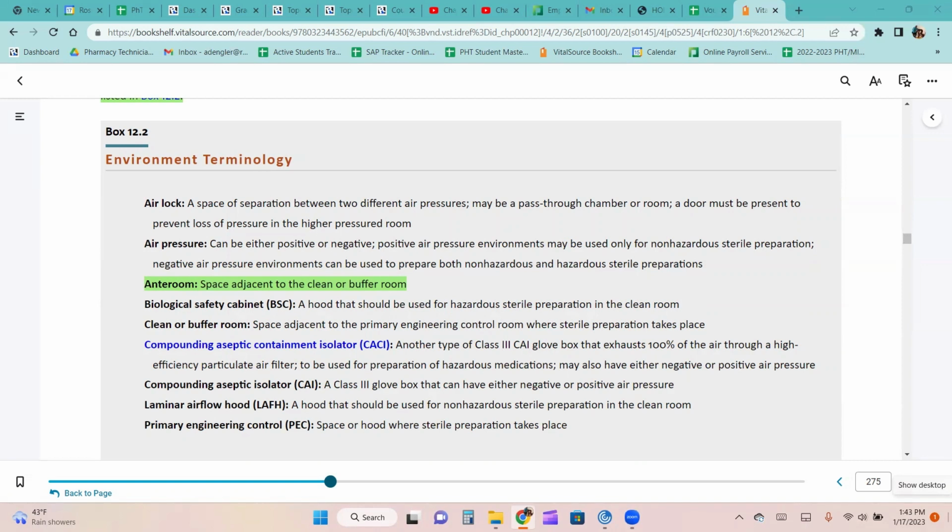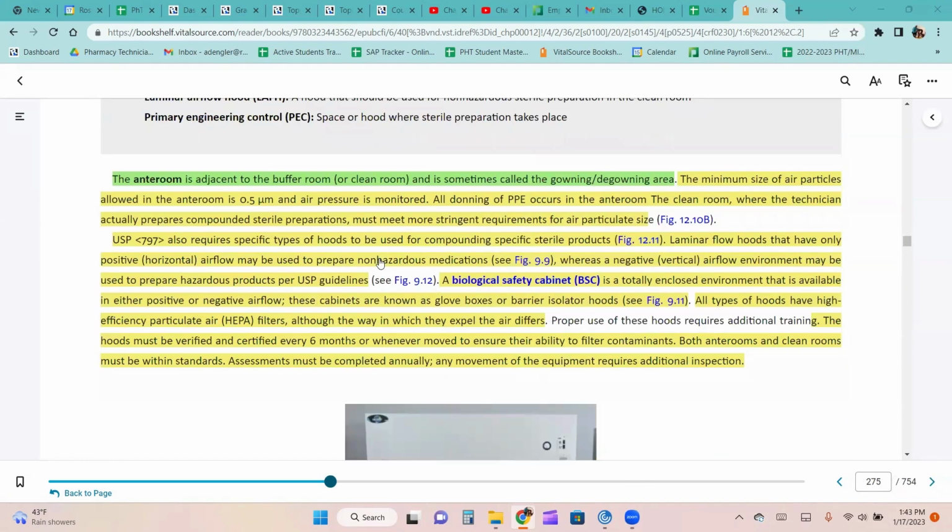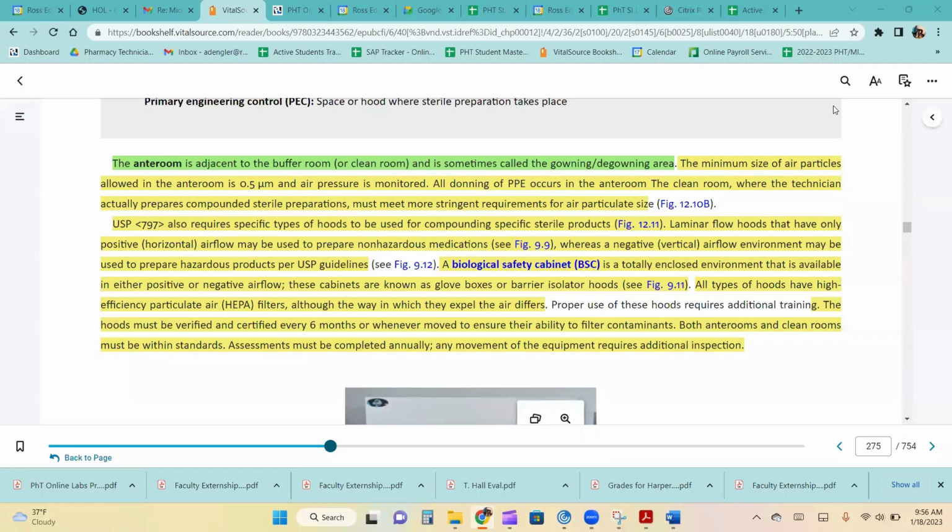The primary engineering control space, or hood, is where sterile preparations take place. The anteroom is adjacent to the buffer room or clean room and is sometimes called the gowning and degowning area. The minimum size of air particles allowed in the anteroom is 0.5 micrometers, and air pressure is monitored. All donning of PPE occurs in the anteroom. The clean room, where the technician actually prepares compounded sterile preparations, must meet stringent requirements for air particulate size.